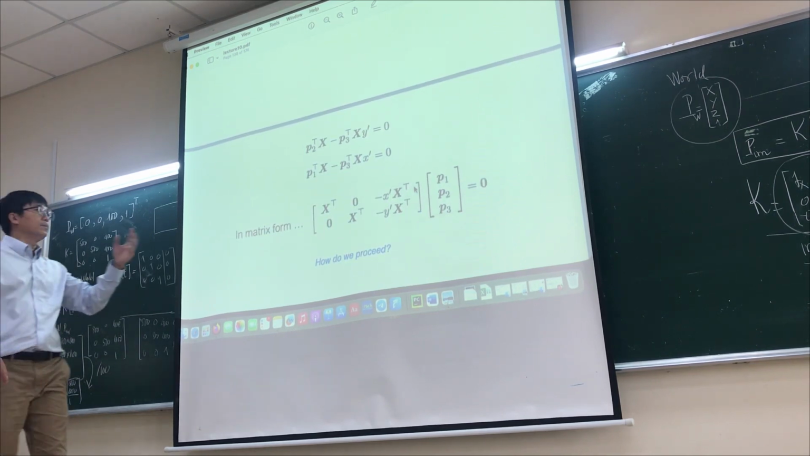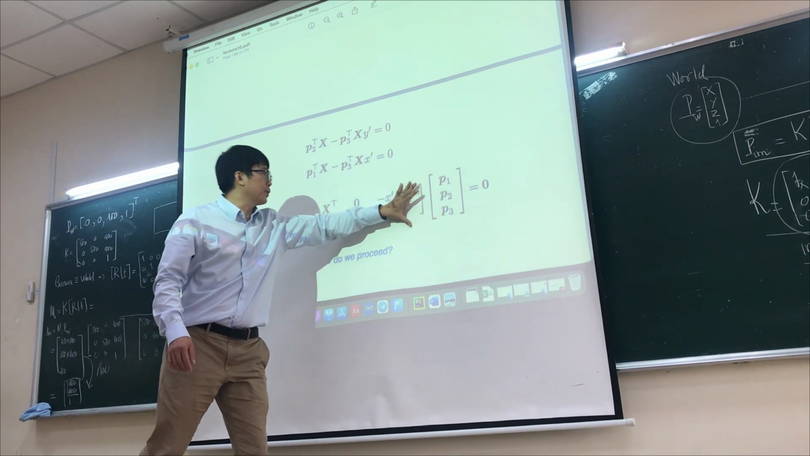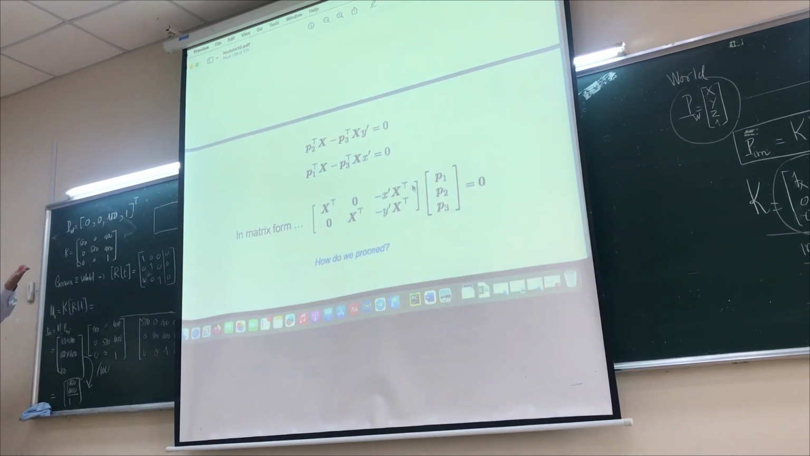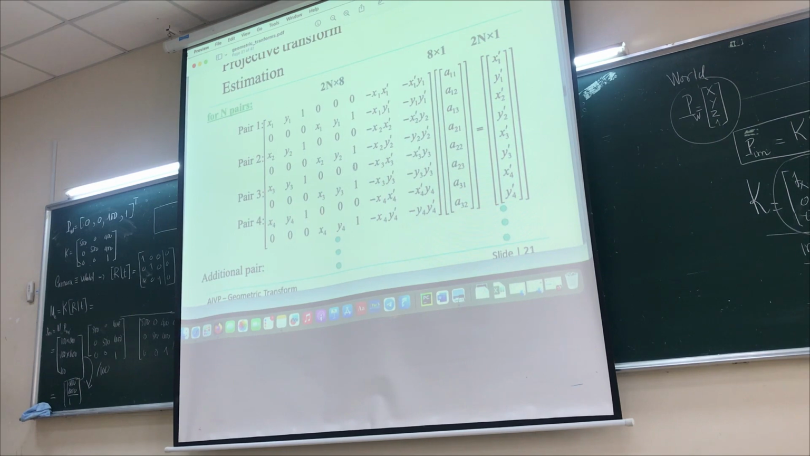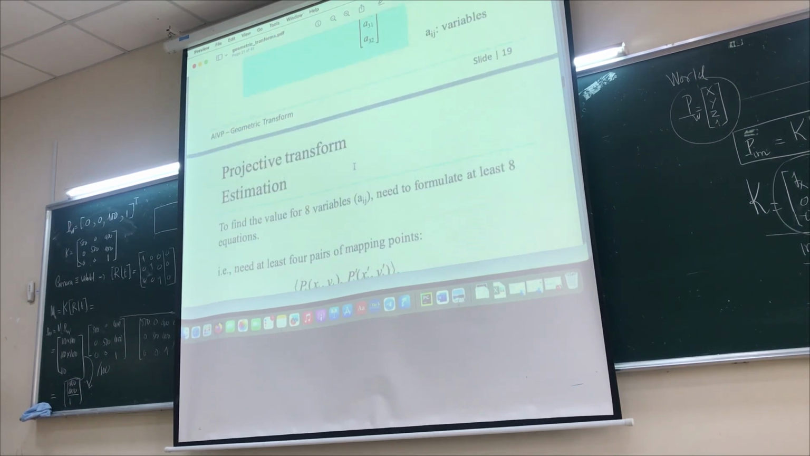You can see here, you write the matrix form. It looks like in your geometry transform. I remember I only taught you about the geometry transform, and you know this a lot. Now the symbol. You also have a point.